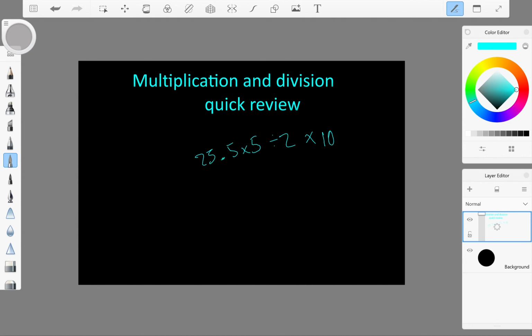Oh yeah, so 25.5 multiplied by and divided by. Oh, and a quick thing. Remember, division can also be written like this, and multiplication can also be written as just a dot in between two numbers. So just remember that, okay?